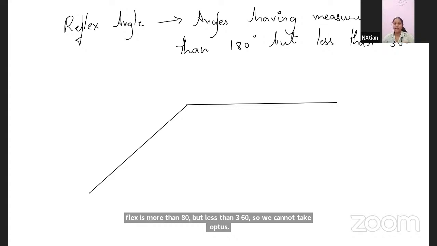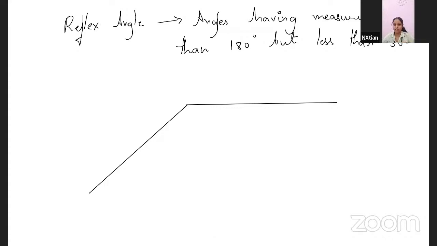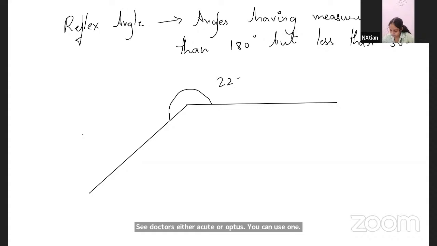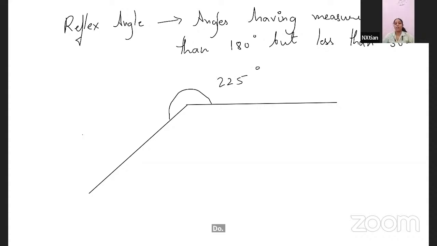Can you take acute? Make one and check right now. Ma'am, this one is obtuse in such a way. This one I have made approximately 225 degrees. Ma'am, see, it's obtuse. Either acute or obtuse you can use, ma'am. The back side of it. Okay.